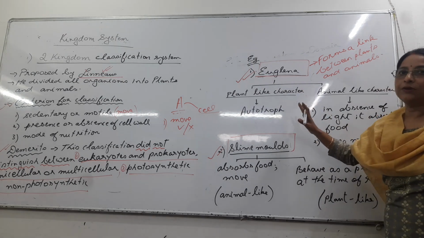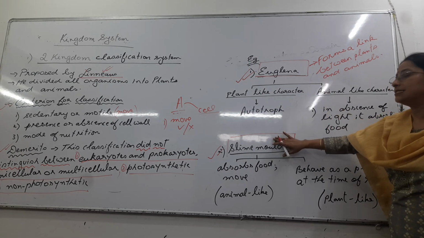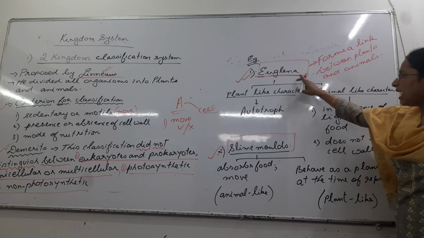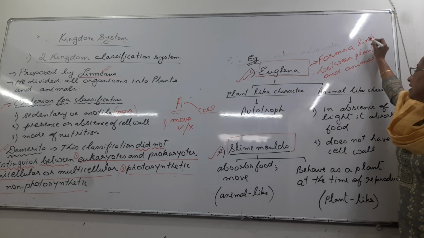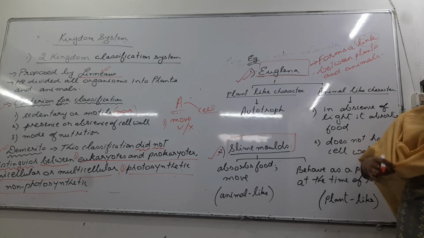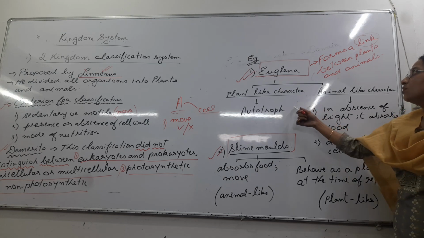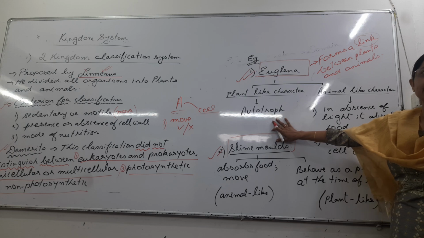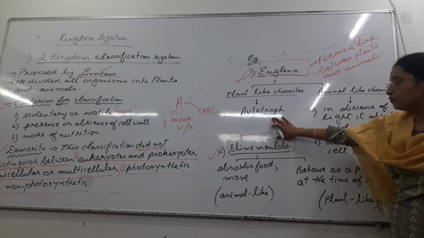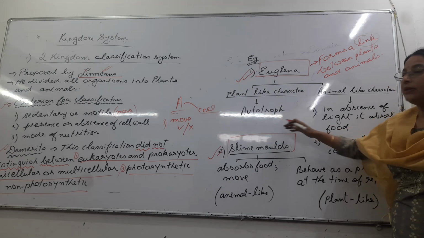Protista has two things: photosynthetic protists or fungi-like protists, right? As of now, Euglena has plant-like and animal-like characteristics. It forms a link between plants and animals. A question I have: what is the plant-like character of Euglena? It is an autotroph. Autotroph means it can prepare its own food. Own food means photosynthetic, right?